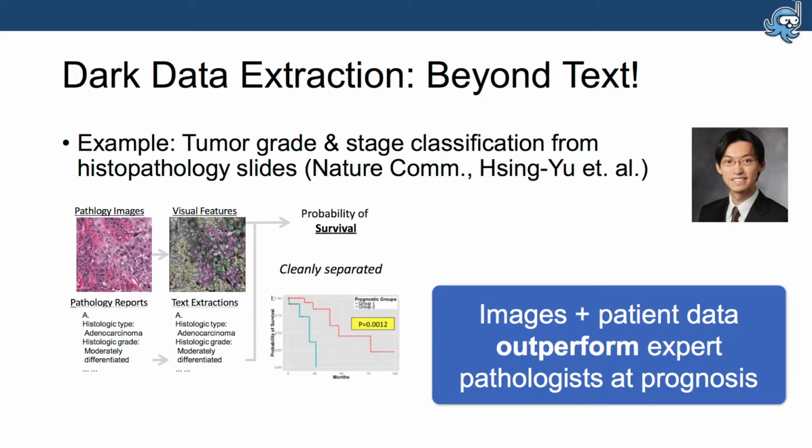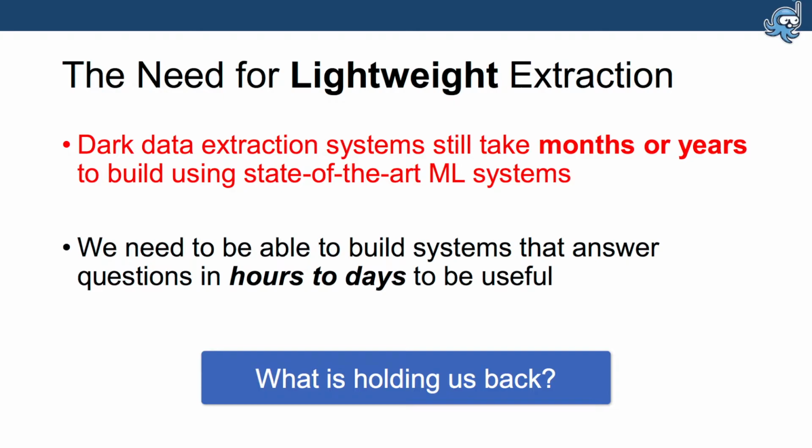So one thing that emerged from this work on these dark data extraction problems is the need for what we call lightweight extraction. Some of these projects were really exciting, but the challenge is that building these dark data extraction systems, especially in the earlier generations, took months or even years of human effort. We think we can do better. That's not really acceptable, right? Because you all are trying to answer questions at a faster pace than that. We want to be able to build systems that can usefully answer questions, ideally in hours to days, and hopefully we'll take a step towards that today.